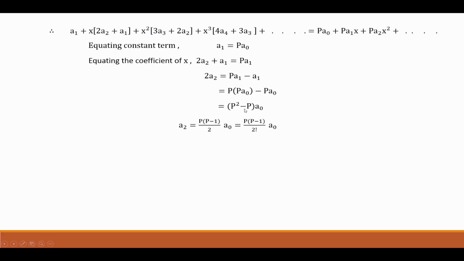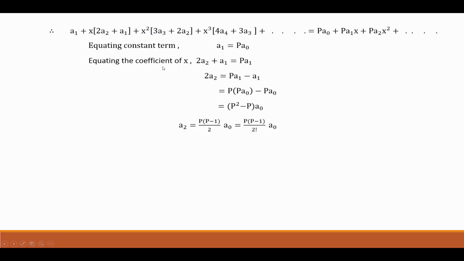P into p minus 1 upon 2 into a0 means p into p minus 1 upon 2 factorial into a0 is the value of a2. We get a1 is pa0, a2 is p into p minus 1 upon 2 factorial a0, each value in terms of a0. Next find the value of a3 in terms of a0.